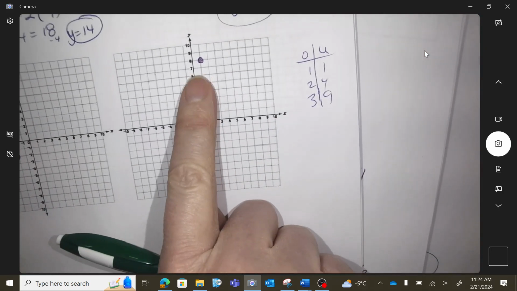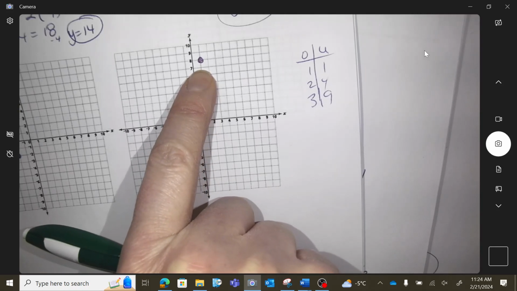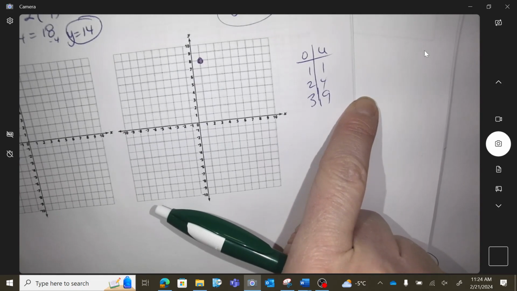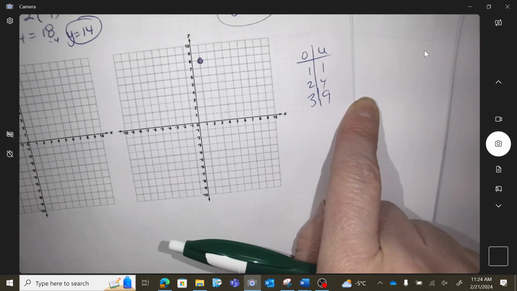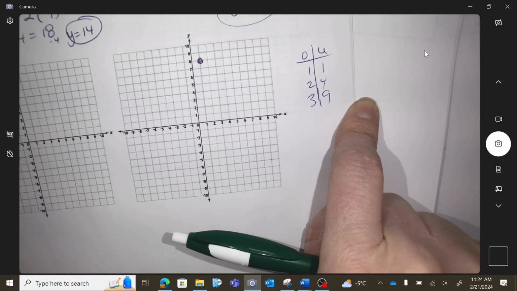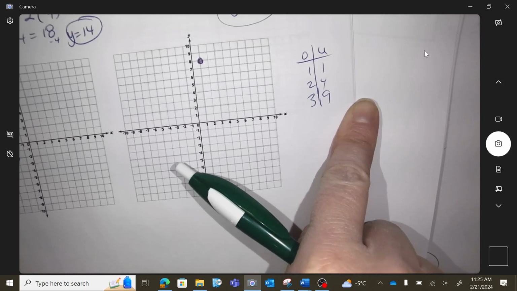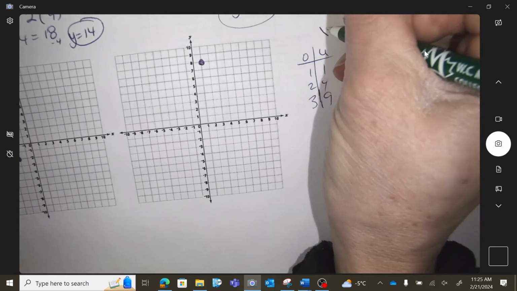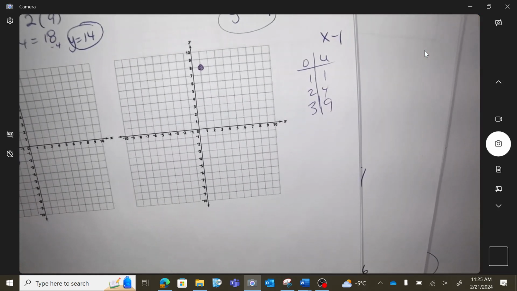Okay, so a couple things I've done now. I put my vertex on there. 1, 8 is on there. And then I went to the side and I made a little chart. 1, 1, 2, 4, 3, 9. And then I'm looking for my slope multiplier, and I have a -1. So I need to activate that.